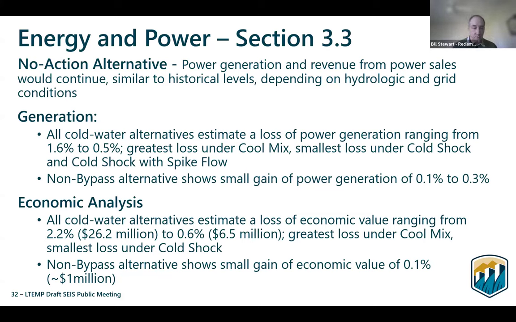Related to economic analysis, again, all of the cold water alternatives estimated a loss of economic value that ranged from 2.2% or $26.2 million to 0.6% or $6.5 million. Again, the greatest loss was under the cool mix alternative, and the smallest loss was under the cold shock alternative. For the non-bypass alternative, this did show a gain of economic value of approximately 0.1% or roughly $1 million. Go ahead and next slide, please.